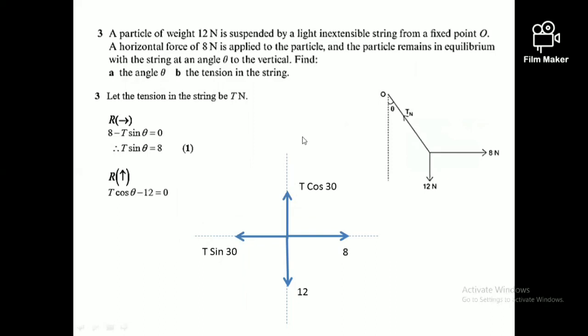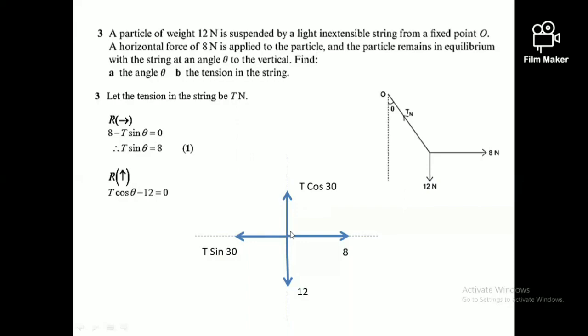The third question: a particle of weight 12 newton is suspended by a light inextensible string from fixed point O. A horizontal force of 8 newton is applied on the particle, and the particle remains in equilibrium with the string at an angle theta to the vertical. Find the angle theta and the tension in the string. Let's see how to work it out. If this angle is theta, this angle is also theta. The vertical component is T cos theta, and this value should be T sin theta.